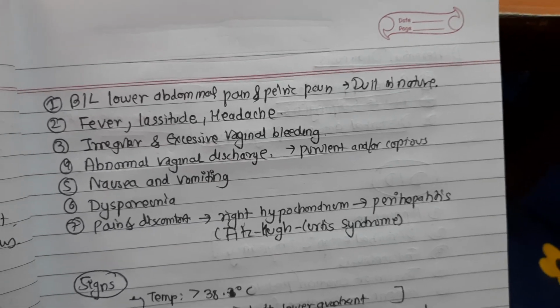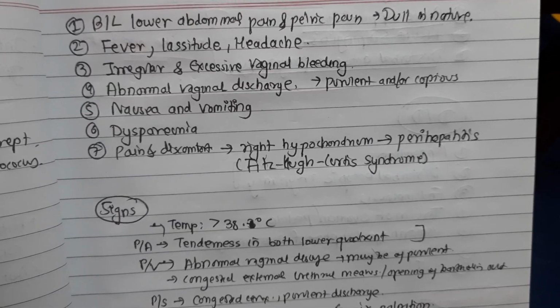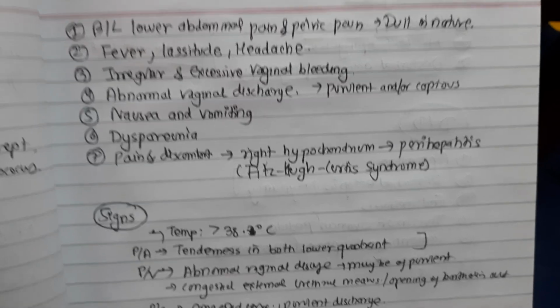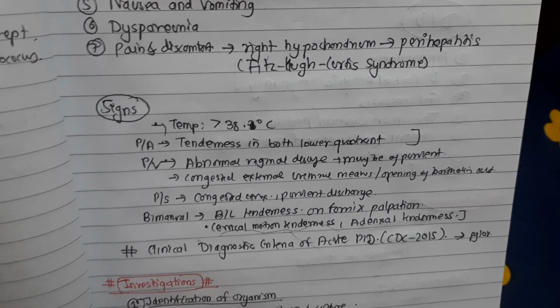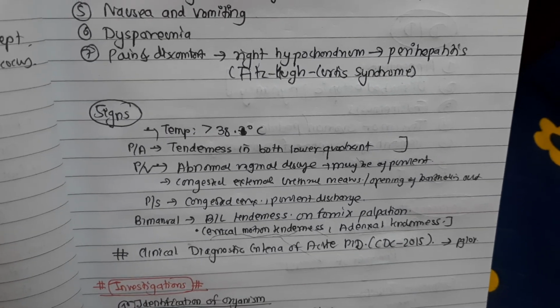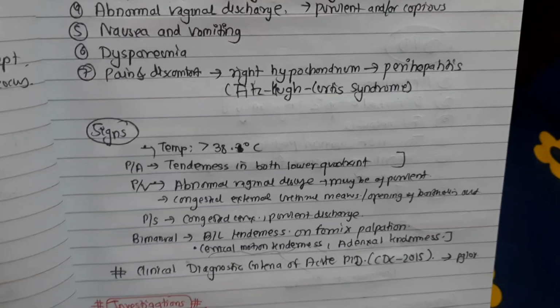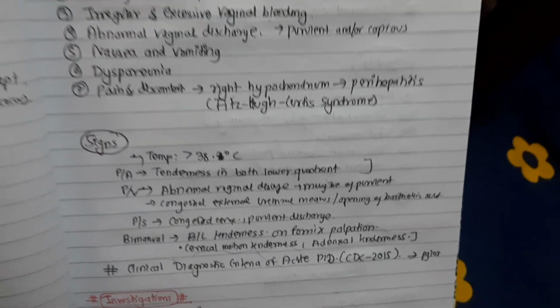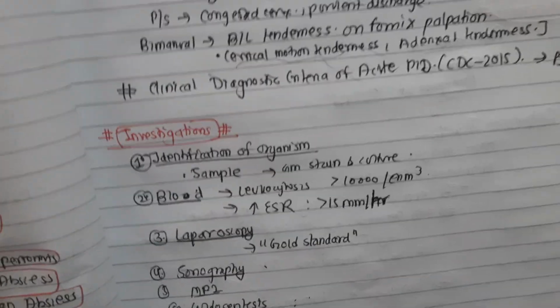Pain, bilateral lower abdominal pain and pelvic pain, fever, lassitude, headache, irregular menstrual bleeding, excessive menstrual bleeding, abnormal vaginal discharge, nausea and vomiting, dyspareunia, and that's all. Cervical motion tenderness, adnexal tenderness in bimanual examination, and tenderness in abdominal examination. There is tenderness in both lower quadrants. So that was about signs and symptoms of PID.